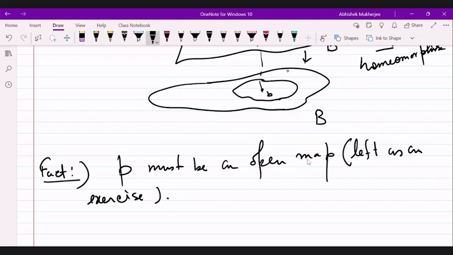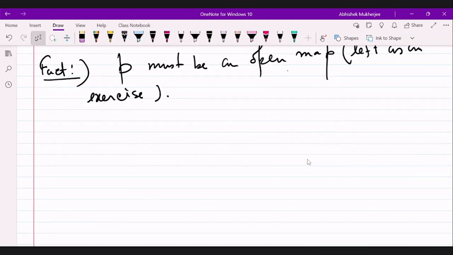Another fact is... okay. Before going to some other observations, let me have a look at some examples, some important examples. We have already encountered a very interesting one, so let me just call it example 1. What is that?